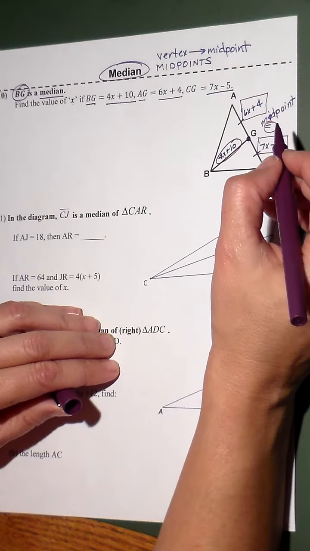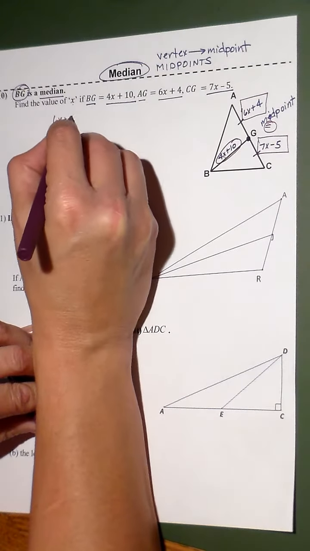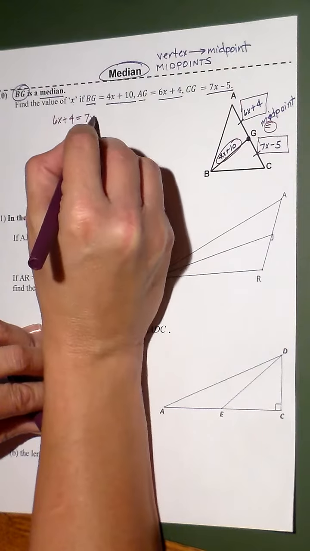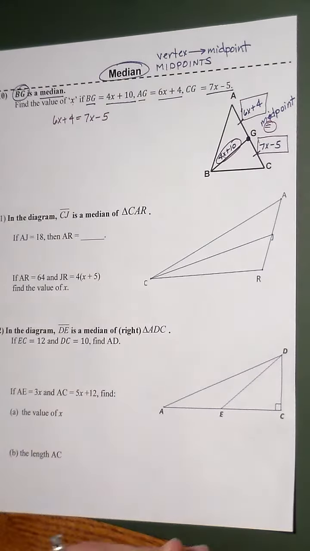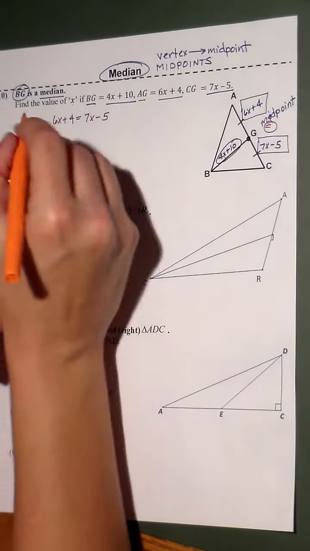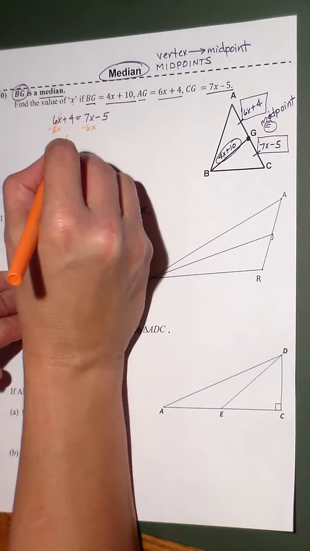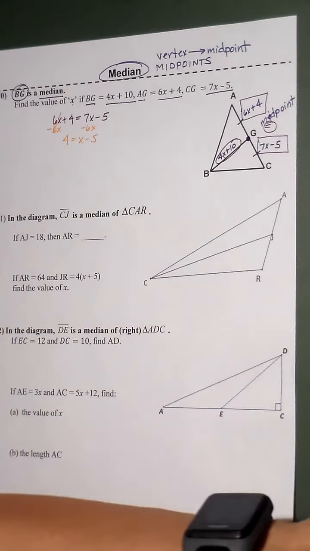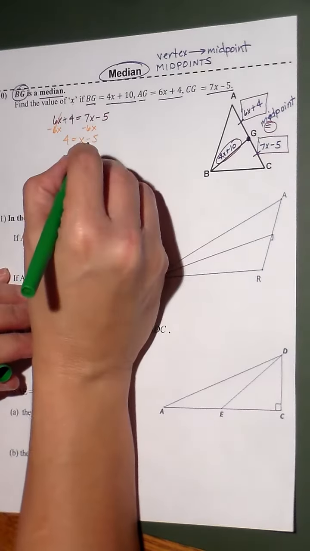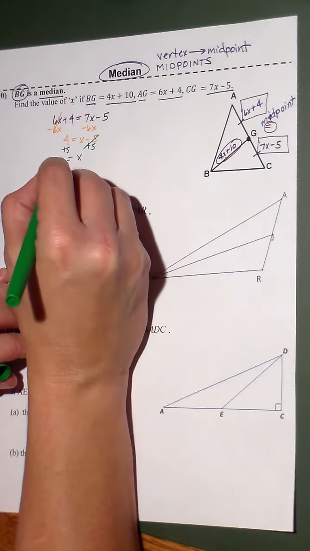Good job. Way to answer. I wish I could give you extra credit. So 6x plus 4 equals 7x minus 5. Now I'm going to solve this for x. My first step is to move the 6x over. So 4 equals x minus 5. Now I'm going to move the 5, so I'm going to add 5 here. So x equals 9.